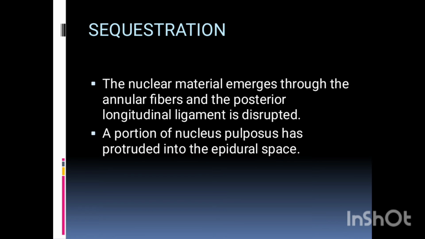Sequestration. The nuclear material emerges through the annular fibers and the posterior longitudinal ligament is disrupted. A portion of nucleus pulposus has protruded into the epidural space.